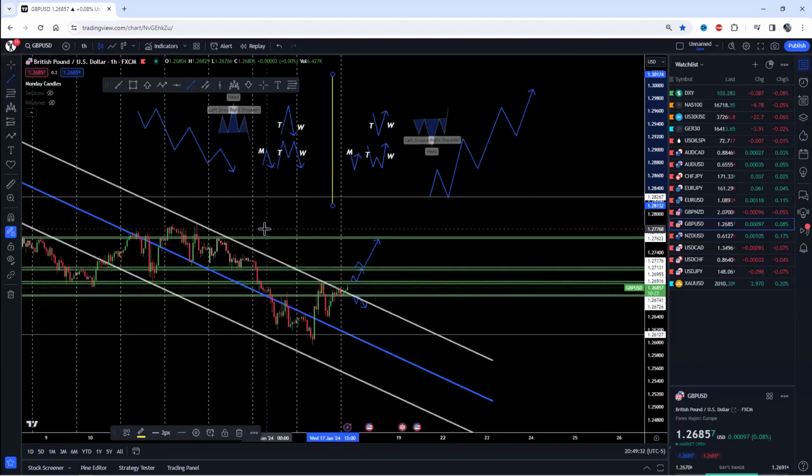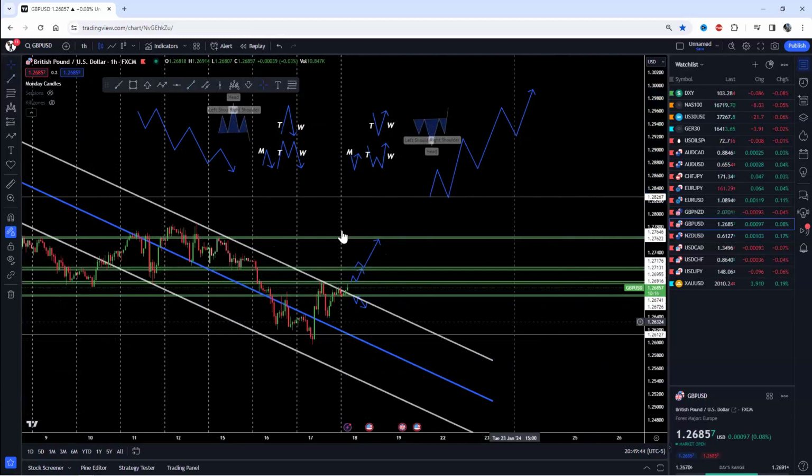Now, if it decides to go back up there, well, guess what? We're okay, because we know exactly where to get in at. As a matter of fact, this is what we're going to do, just to help out.